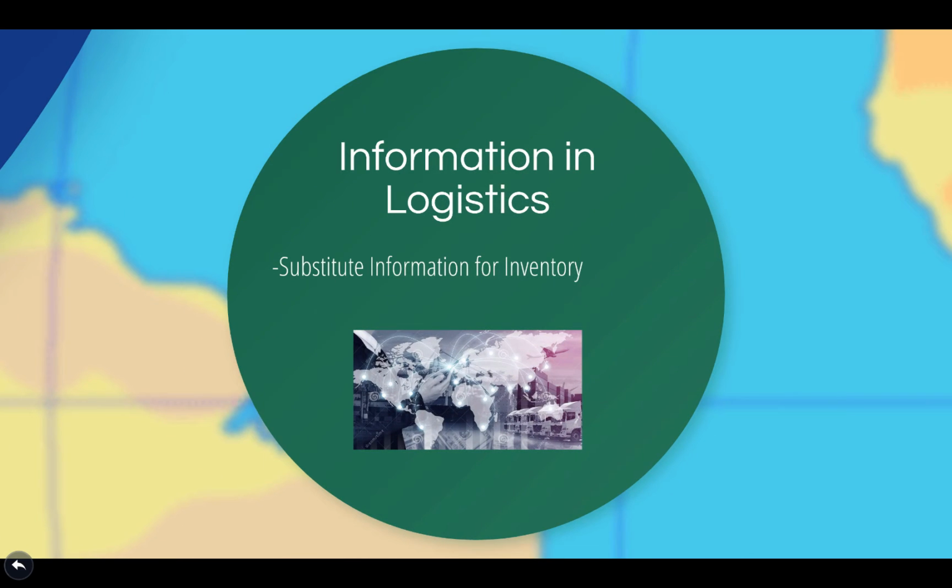Today, the flow and storage of information is just as important in logistics as is the flow and storage of goods. The importance of information in contemporary logistics is captured by Fred Smith, the CEO and chairman of FedEx, who believes that information about the package is just as important as the package itself. Modern logistics and supply chain management allow us to substitute information for inventory.